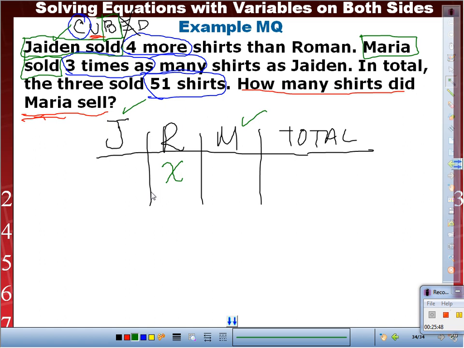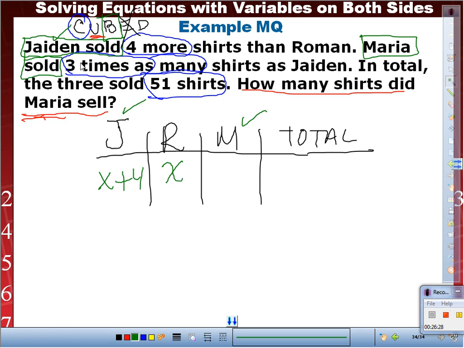All right, so let's read it again. Jaden sold 4 more shirts than Roman. So if Roman is X, how can we write 4 more shirts than Roman? Here it goes again. Jaden sold 4 more shirts than Roman. What is Roman? So what can we write? 4 more shirts. X plus 4. X plus 4. Roman plus 4 more.